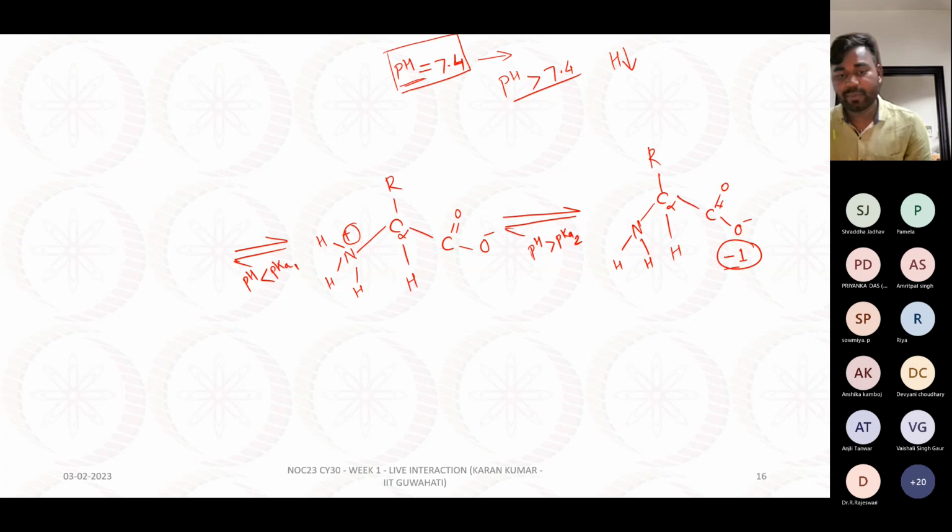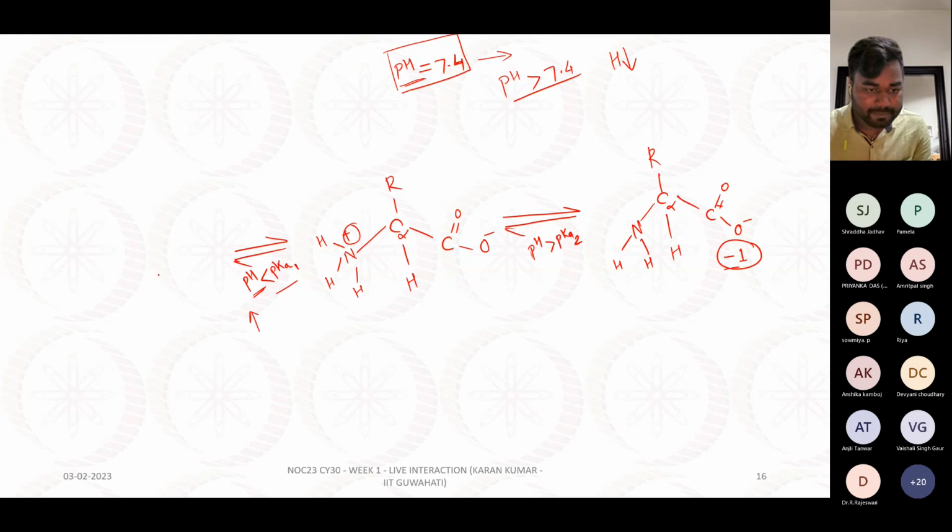pKa1, sorry, pH less than pKa1. What is pKa1? pKa1 is the pH value where the alpha carboxylic group of an amino acid loses its proton. So at pH lower than the pKa1 value, the H plus concentration is increasing in the surrounding, right? H plus concentration is higher.